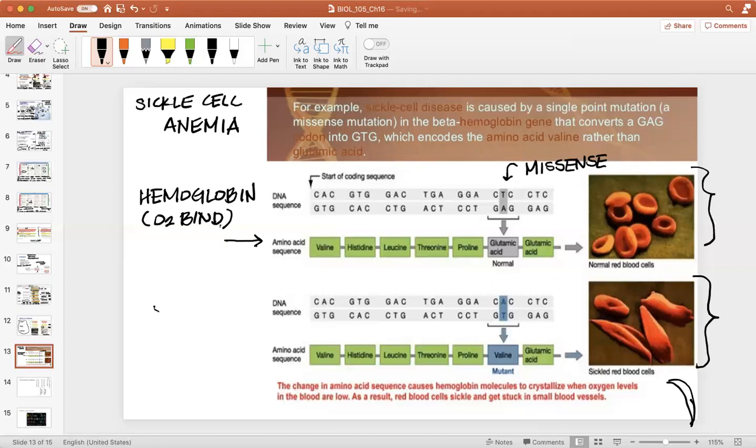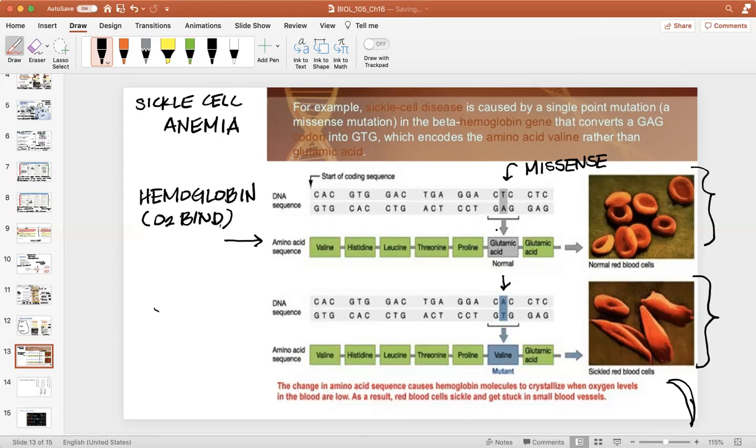But what happens in sickle cell anemia is that that normal hemoglobin gene has suffered a mutation. So here, the DNA sequence is CTC or GAG, but here it's CAC or GTG. Do you see that we've had a change? We've substituted this T for this A.